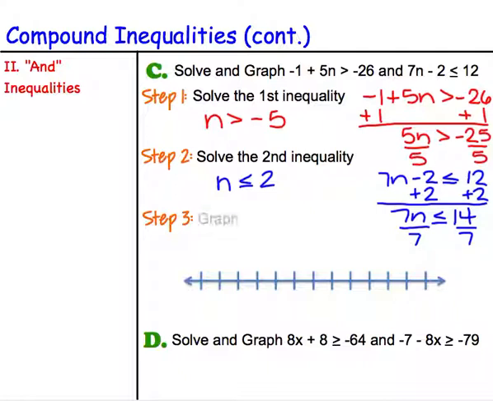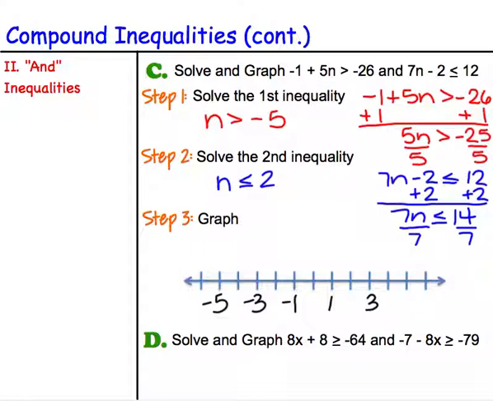Step 3 then will be to graph it. And we'll graph it just like we did before. We have n is greater than -5, and n is less than or equal to 2. So we go ahead to graph this. We have -5 and 2. So I'm going to go from -5, -4, -3, -2, -1, 0, 1, 2, 3. And that's about as far as we need to go.